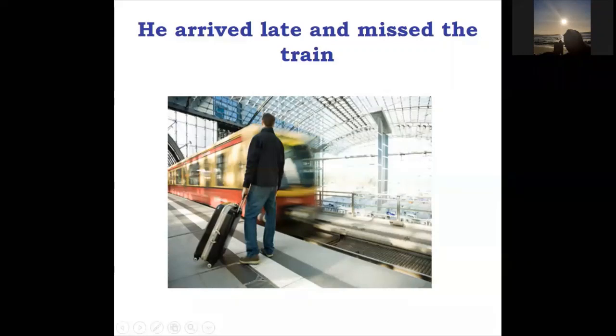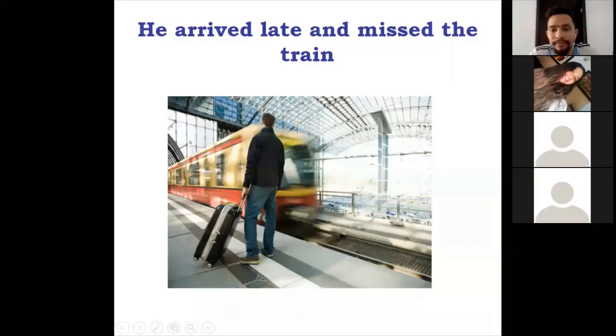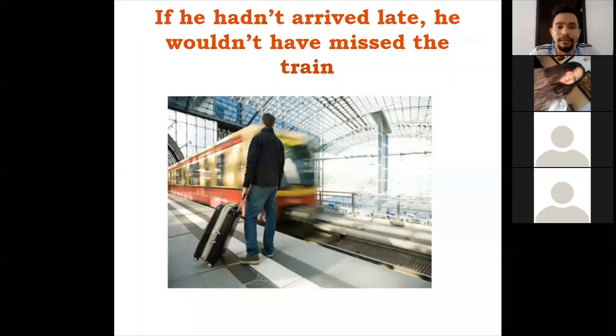Type 3, please. Go ahead, miss. Okay, if he hadn't arrived late, he wouldn't have missed the train. All right, he wouldn't have missed the train. Very good, miss. This, if he hadn't arrived late, he wouldn't have missed the train, right?